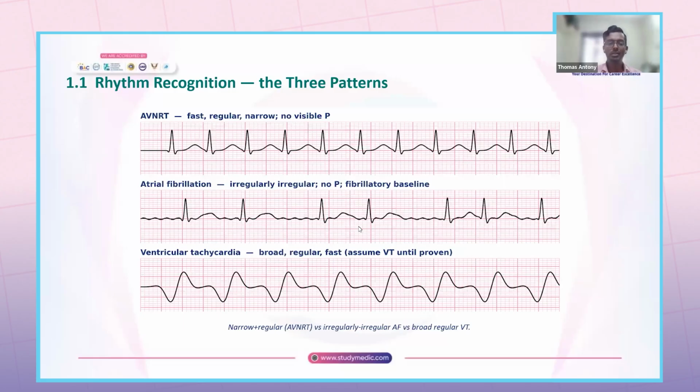So this is AVNRT, where there is a fast, regular, narrow complex, no visible P wave. You see, these are all supraventriculars. So if you see AVNRT, it's more of a narrow complex. Again, atrial fibrillation, it is again a narrow complex with no visible P wave, but an irregular rhythm.